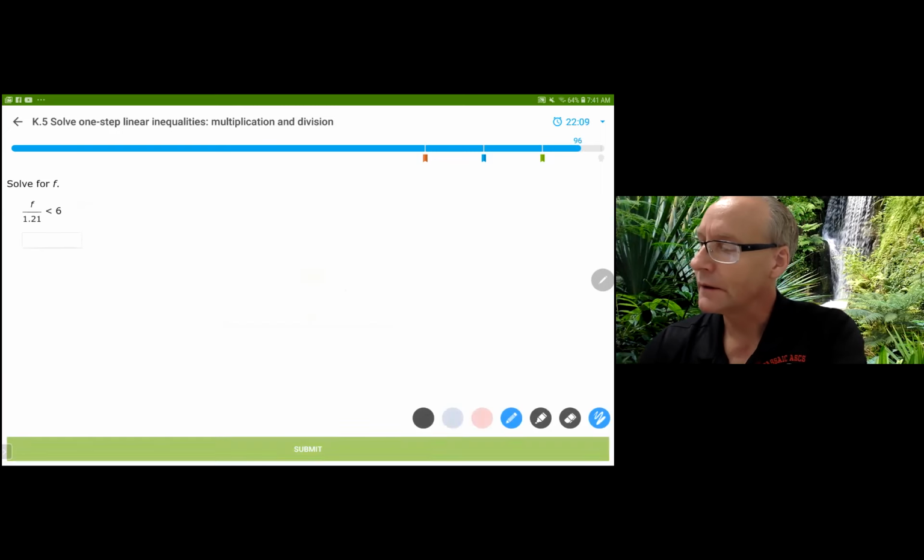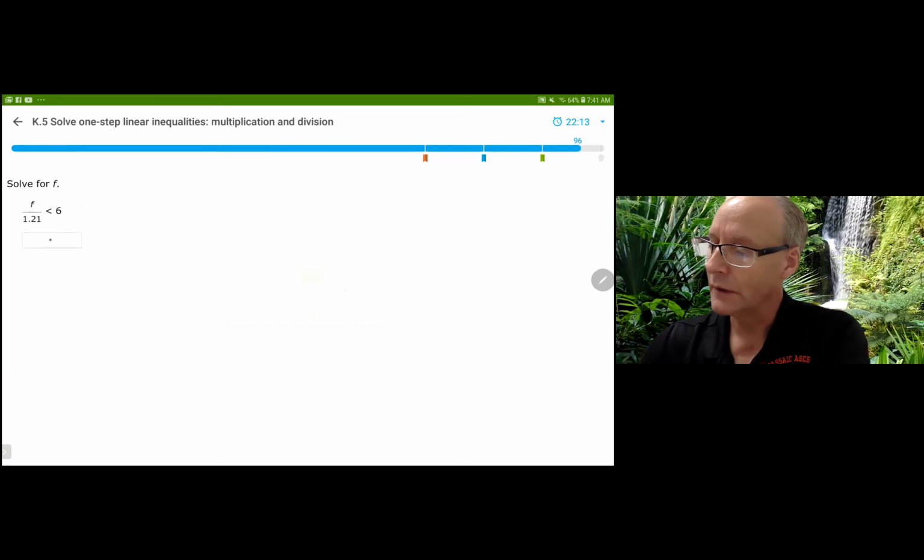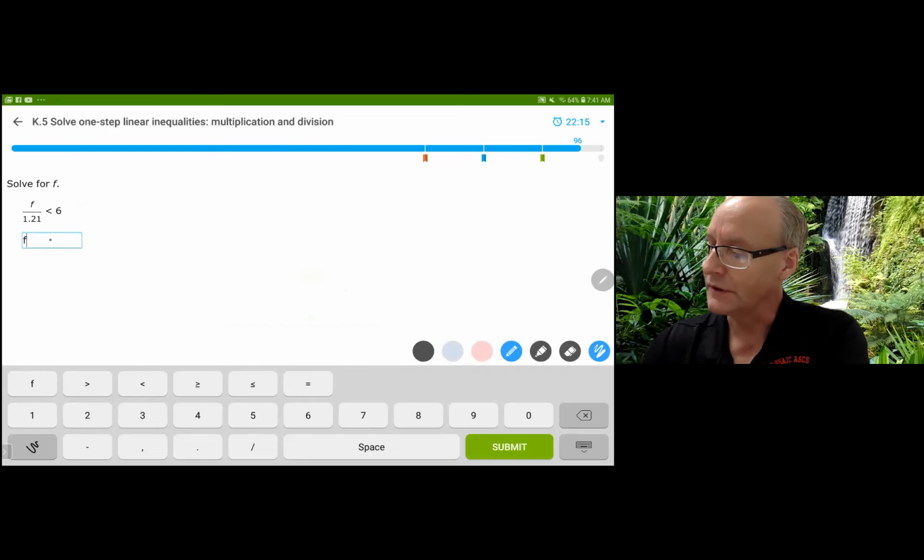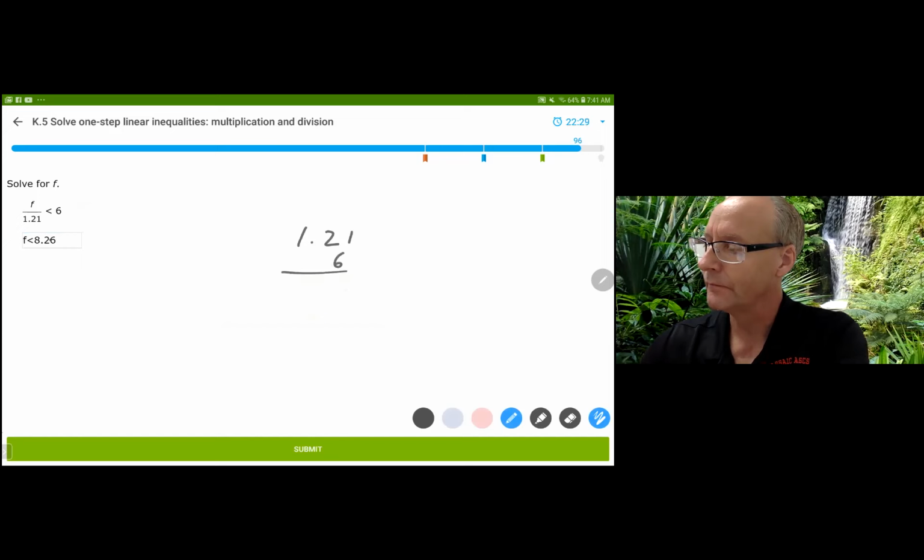And we're almost there. We're going to multiply by 1.21. So F is going to be less than, looks like 8.26. I'm going to go ahead and multiply it on the side just to show you. I'm multiplying. That's going to be 6 and 2 and 1. Look what I did. That's why you check your answer.